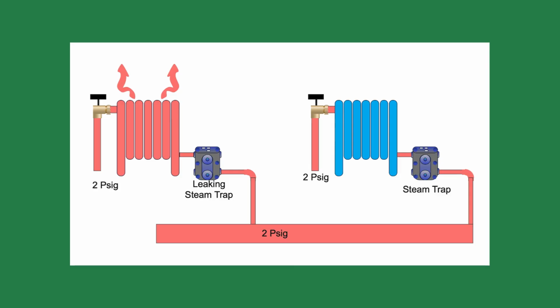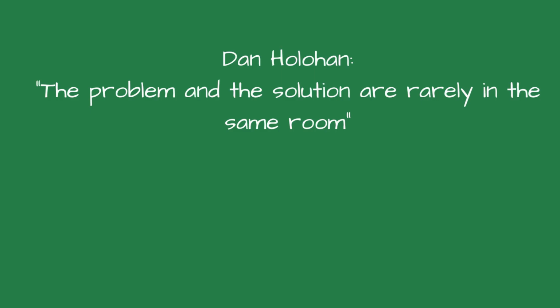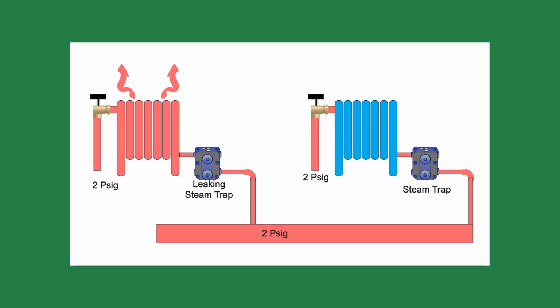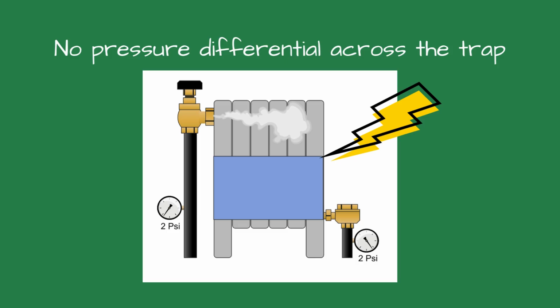As boiler legend Dan Holohan says, the problem and the solution are rarely in the same room on a steam system. What this means is you could have one room not heating and a completely different room could have caused the issue. When you see steam on both sides of the trap, the pressures somewhat equalize. You are tempted to increase the steam pressure and that works until the pressures equalize again. The result is the water level starts to rise in the radiator or pipe. When this happens, you begin to hear pipes banging and unhappy customers.